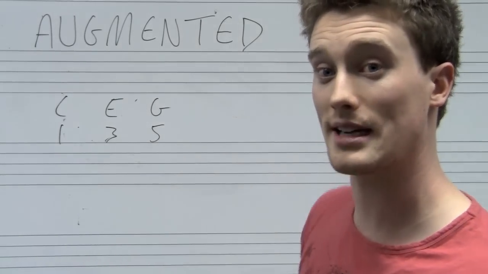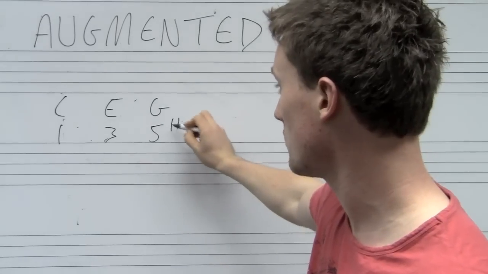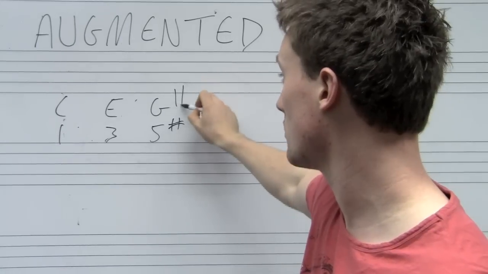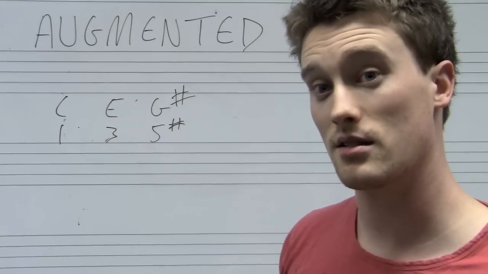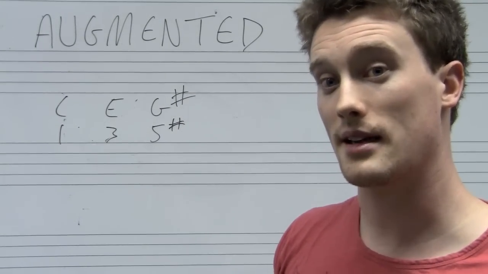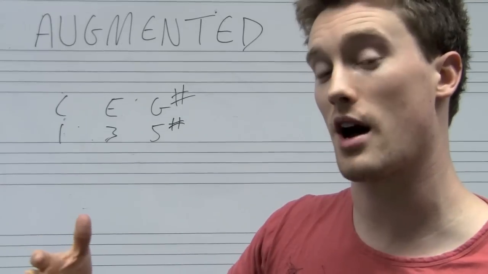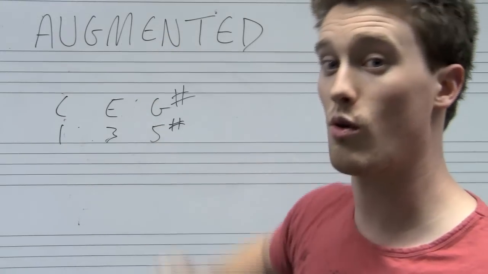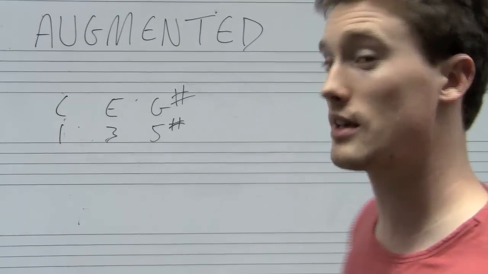Now with an augmented chord, all you do is you don't flatten, you sharpen. So the 5th degree gets sharpened. So you draw a little sharp. And the G goes up to G sharp. And that's it. So that's the difference there. It's a 1, a 3, and a sharp 5. So whatever it is that's on the 5th degree, it goes up a fret or up a semitone. Now let's draw that vertically, yeah?